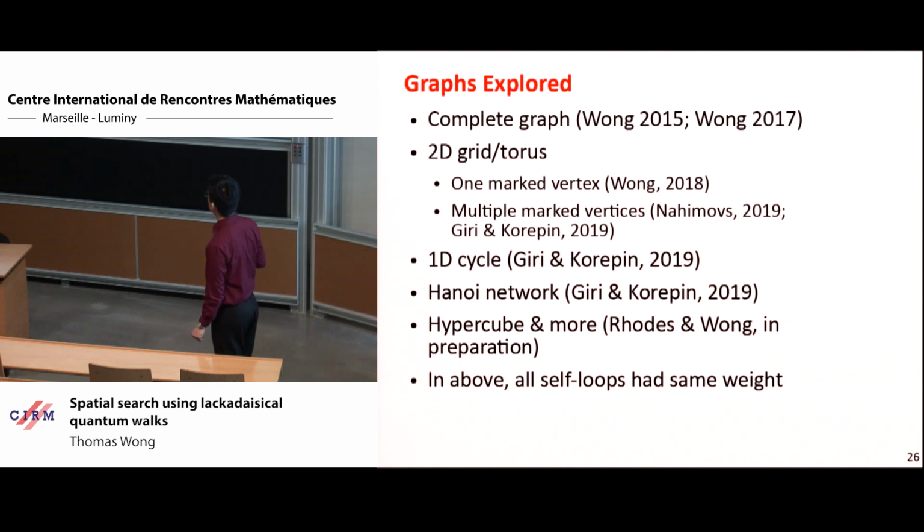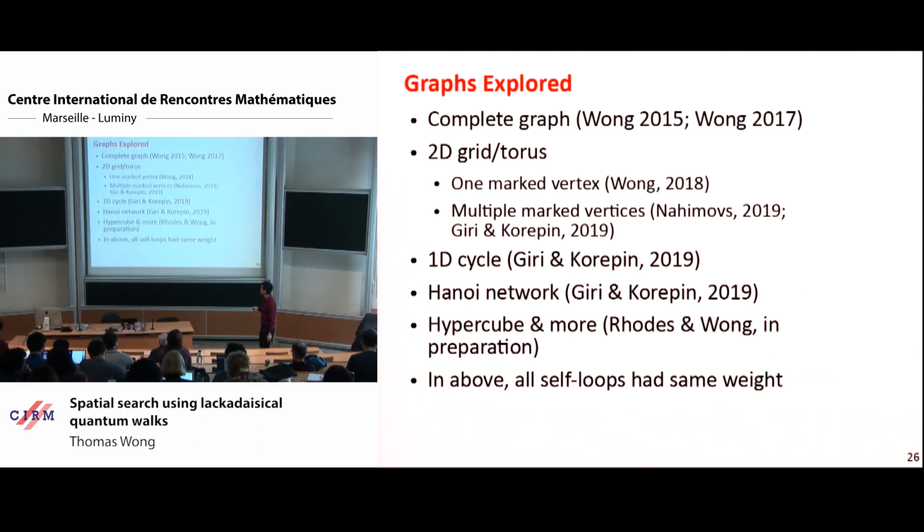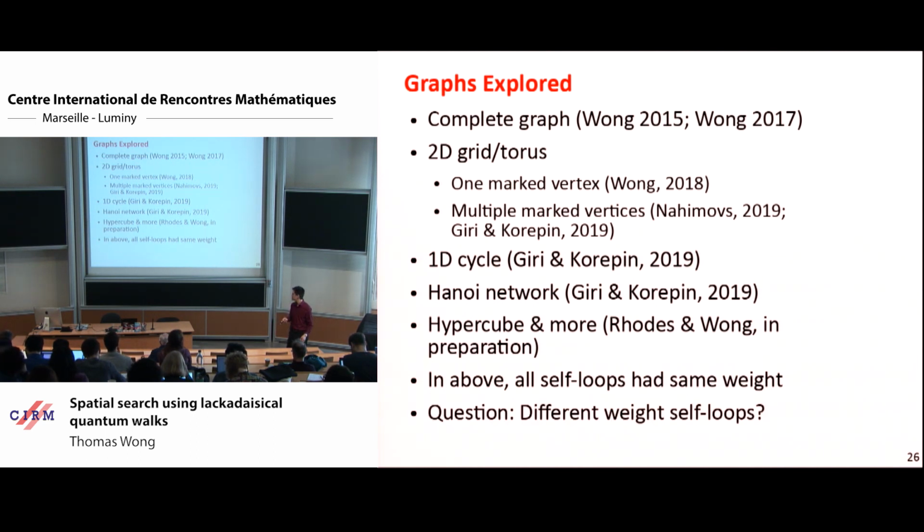The reason for that is because all of these graphs are vertex transitive, meaning every vertex has the same structure. So there's no structural reason for one vertex to be more lazy than some other vertex. So you have all the weights be the same. That's very reasonable physically. So we were wondering, is there a case where you might naturally have different amounts of laziness at different vertices? And I think a very natural example of that is the complete bipartite graph. This is what my student Mason Rhodes and I explored this year.